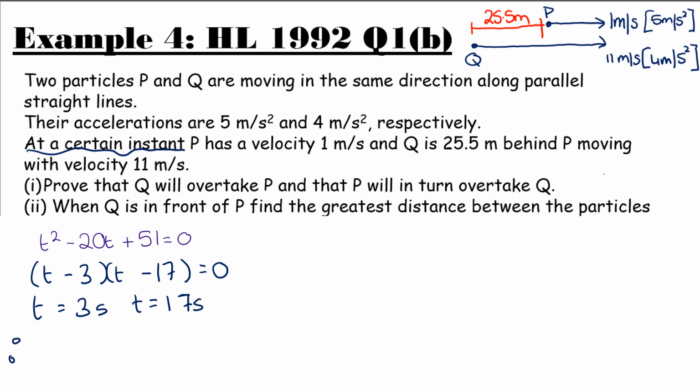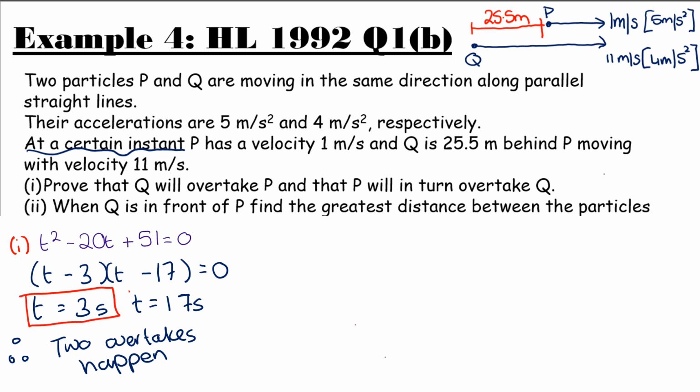So therefore, 2 overtakes happen. So that's basically what we were asked to prove for part 1. So prove that Q will overtake P. That happens when T equals 3. And that P will in turn then overtake Q again. And that happens when T equals 17. So the fact we're getting 2 valid numbers for time proves it.